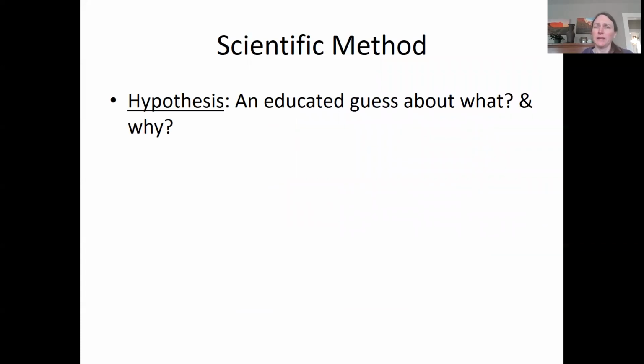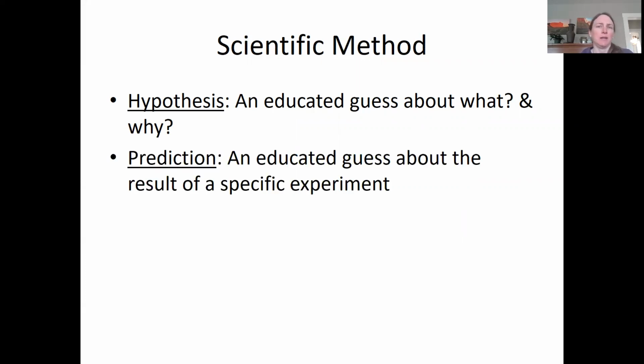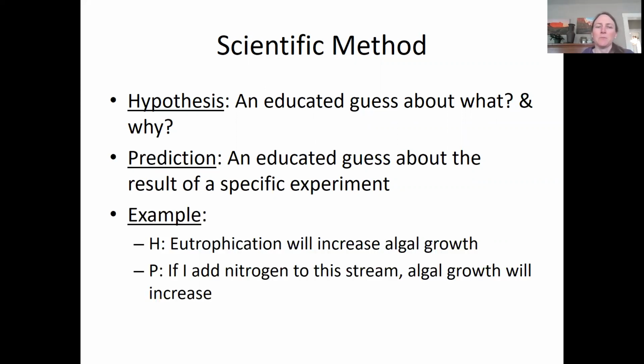So real quickly, a hypothesis, like I said, is an educated guess about what and why something is happening. A prediction is an educated guess as well, but it's more specific to the results of an experiment that you're designing to test the hypothesis that you're interested in. An example might be, you might think that eutrophication, which is excess nutrients in the environment, will lead to increased algal growth. That's your hypothesis. But you need to design a study where you'd actually add nitrogen to a stream, and then your prediction would be, if I add nitrogen to the stream, then algal growth will increase. That would be your specific prediction.